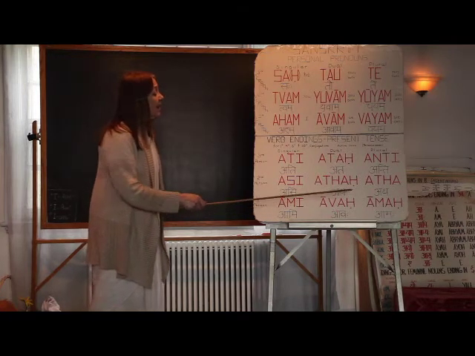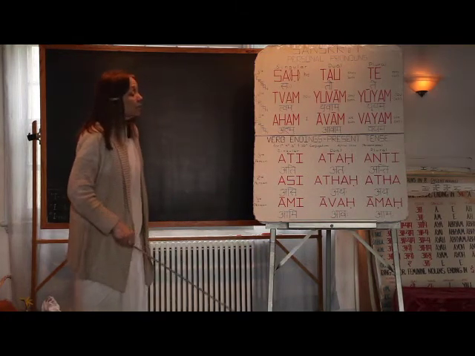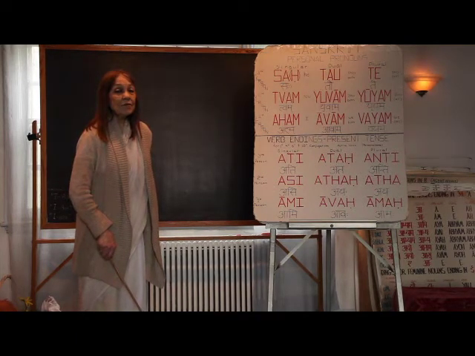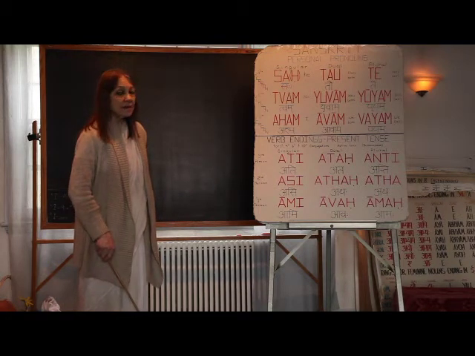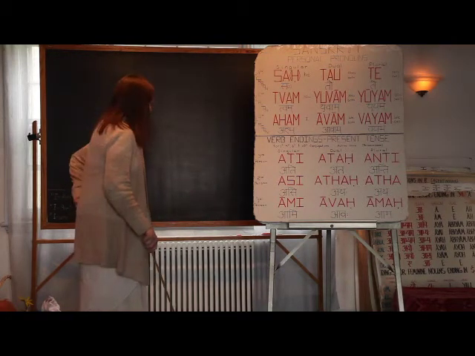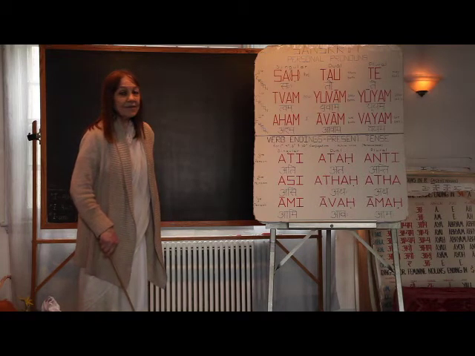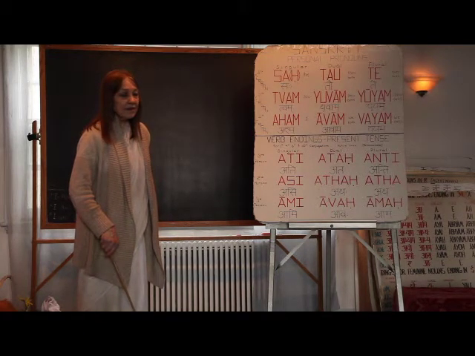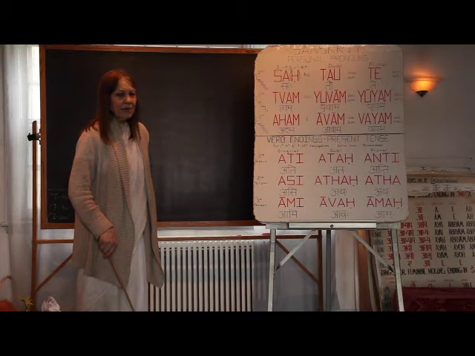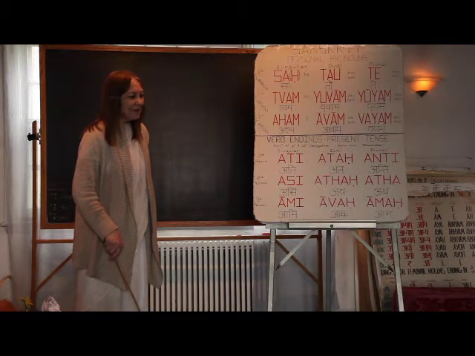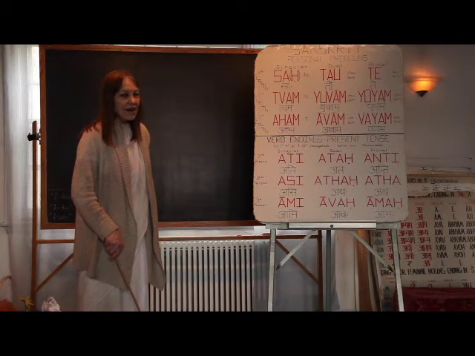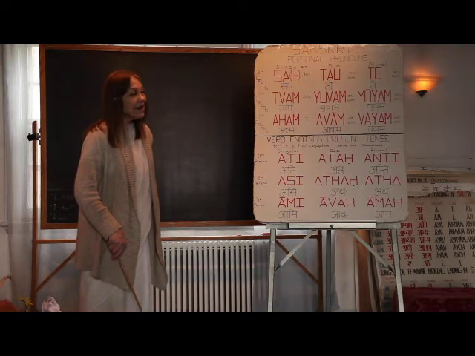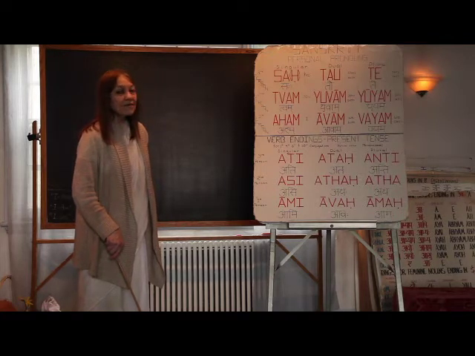Now, what's missing is a verb base to which you will add these endings. Suppose vad, to speak. And according to the alphabet we just had, V becomes V in Sanskrit when you want to spell. A becomes A. So V-A-D will be V-A, and D will become T. Say V-A-D-A. Remove the spaces. Vad.